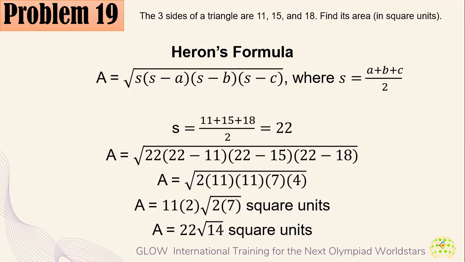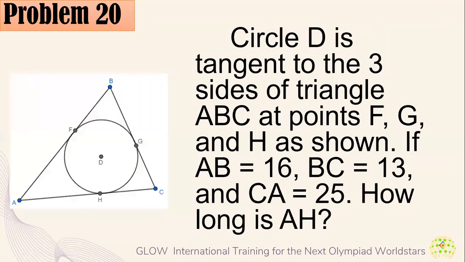Let's have number 20. Circle D is tangent to the three sides of your triangle ABC at points F, G, and H as shown. If AB is 16, BC is 13, and CA is 25, how long is AH? Okay, please solve this problem. Let's see if you got them correctly.